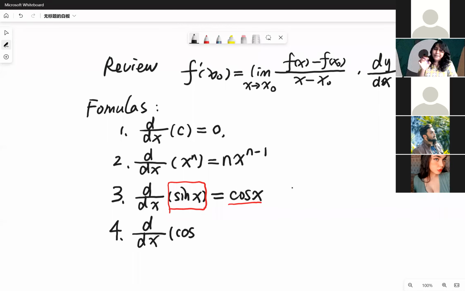Here, the derivative of cosine x is minus sin x. Sorry, a little misunderstanding. Yeah, minus sin x. Here is the minus, right? Okay. And the fifth one.